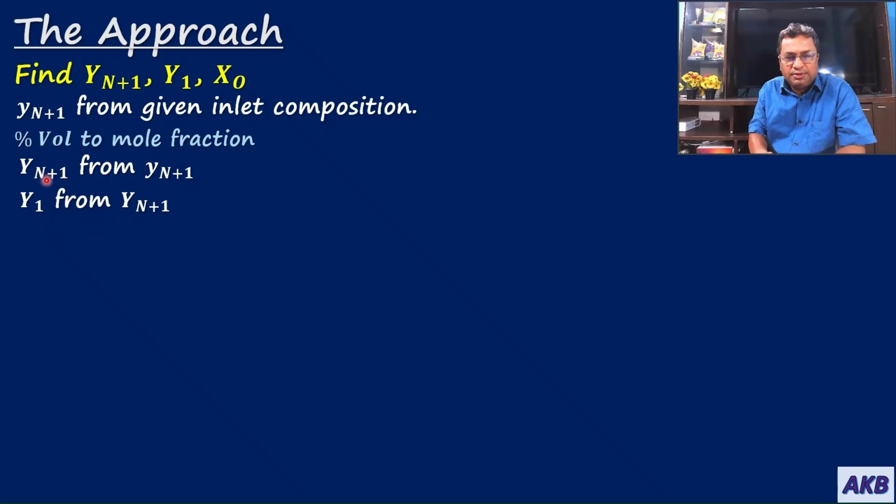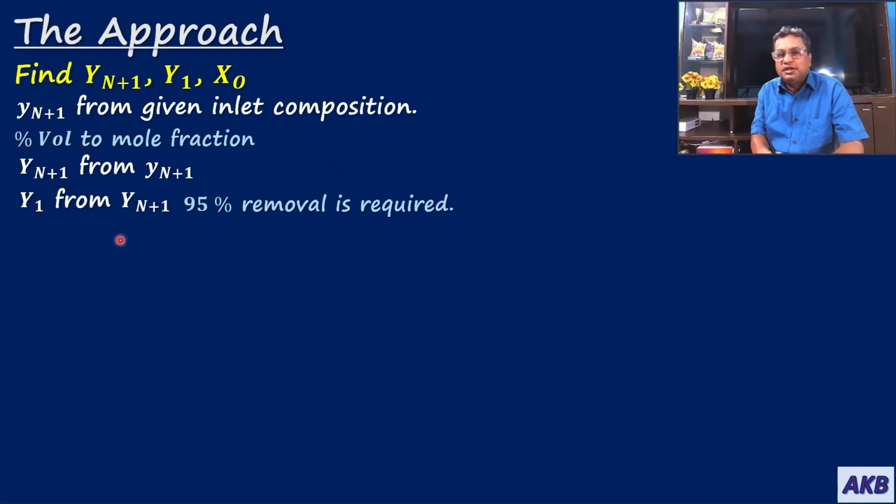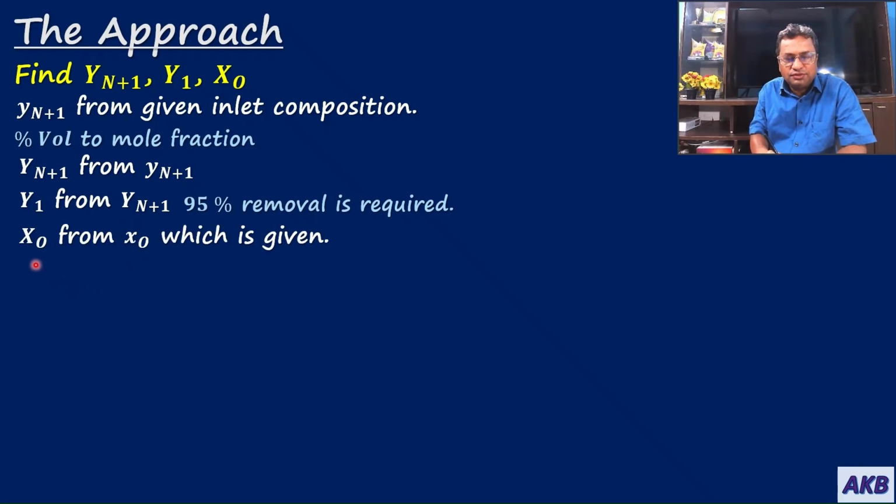Then once you get capital Yn plus 1, you can get capital Y1 from capital Yn plus 1, and for that we can use this information. 95% removal is required. So this information can be used to get capital Y1 from capital Yn plus 1. Then after that we have to get X0. X0 you can get from small x0, which is given to us.